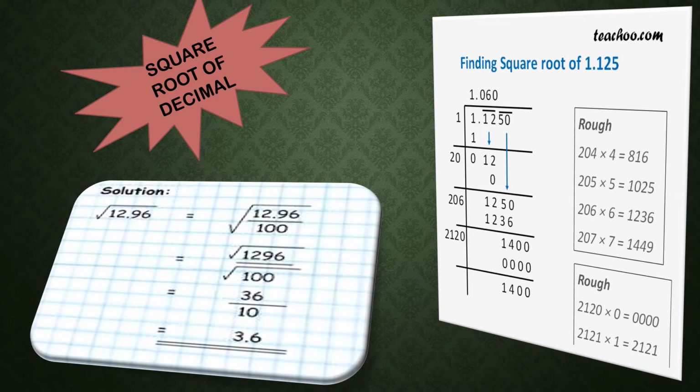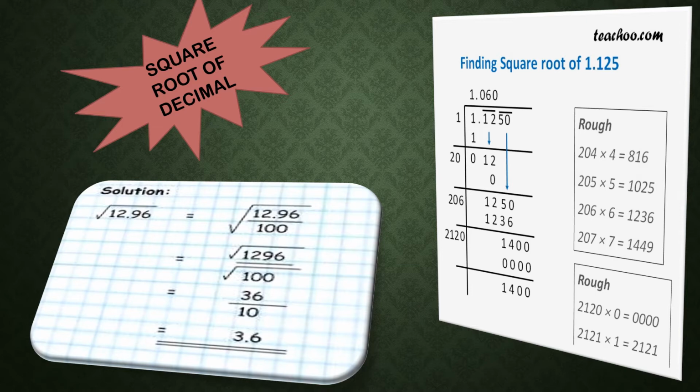Or else there is another process also to do this. Suppose you have to find out the square root of 12.96. This is the fractional method and that was the divisional method. First you have to convert this decimal into a fraction. So square root of 1296 by 100. Actually, this decimal you will not put over here. This is wrong. Actually, this will be equal to square root of 1296 divided by 100. Why 100? Because after the decimal, 2 digits are there. So after 1, 2 zeros will come.